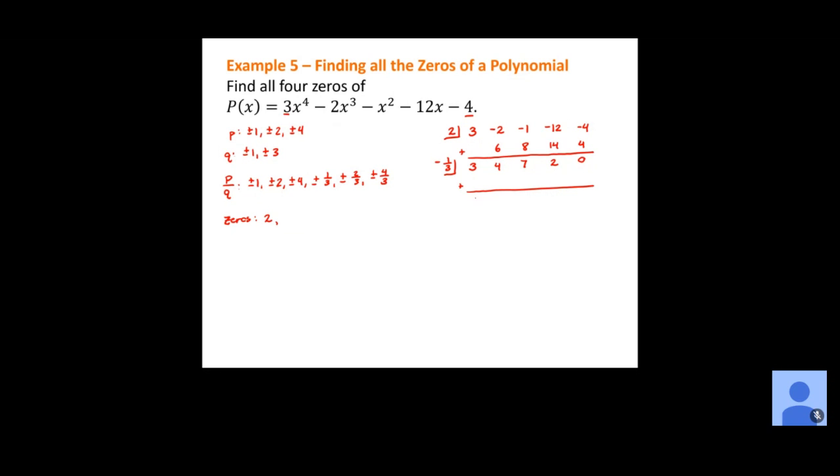All right, so now we're going to bring down our 3. 3 times -1/3 should give us -1. 4 plus -1 is 3. 3 times -1/3 is -1 again. 7 plus -1 is 6. 6 times -1/3 is -2. And again, we do get a remainder of 0 here. So -1/3 is also one of our zeros.